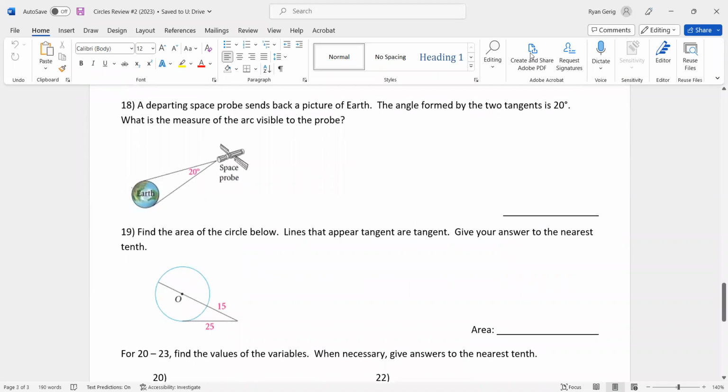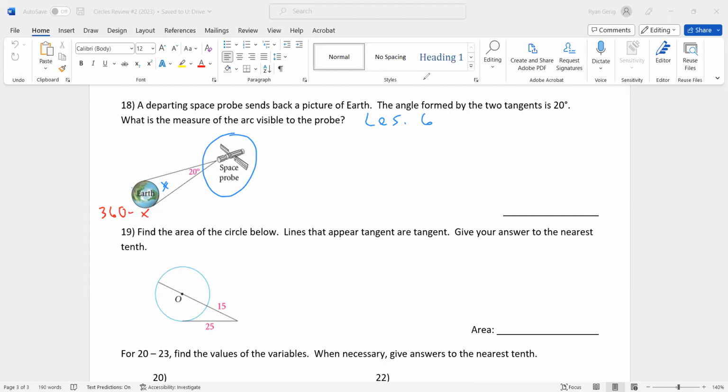18 is a lesson 6 problem. Okay, I'm looking for the measure of the arc visible to the probe. Well, the probe is here, so the visible arc is here. Well, if that's X, what's the non-visible arc? It's hard to see there. This one. Well, it should be 360 minus that arc. Well, I don't know that arc. I'm going to write it as 360 minus X.